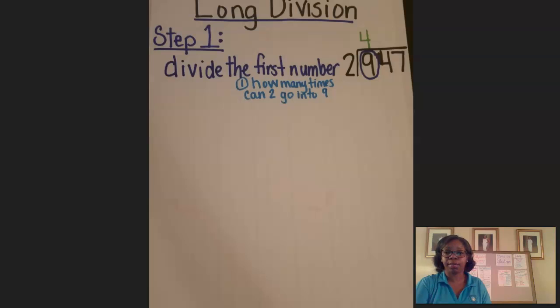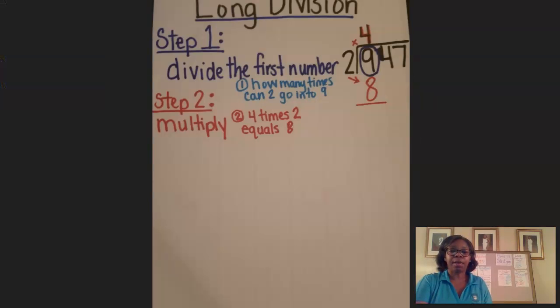2 times 3 is 6. 2 times 4 is 8. 2 times 5 is 10. All right, when we say 2 times 5, we've gone over, so we have to come back down to 2 times 4. 2 will go into 9 4 times. So we're going to write our 4 up top where we write our quotients at.